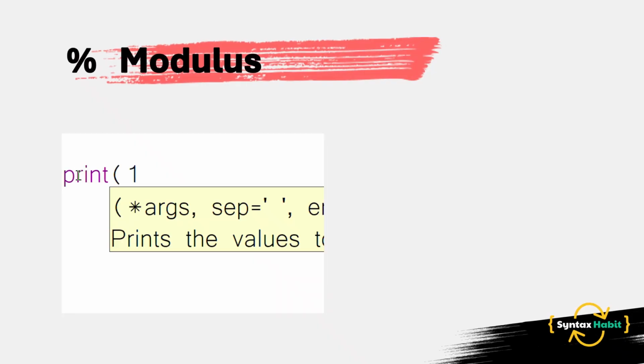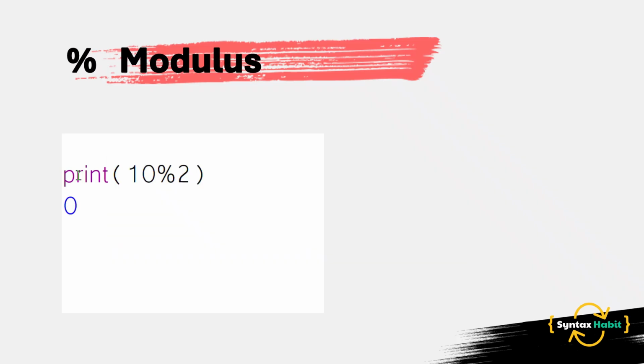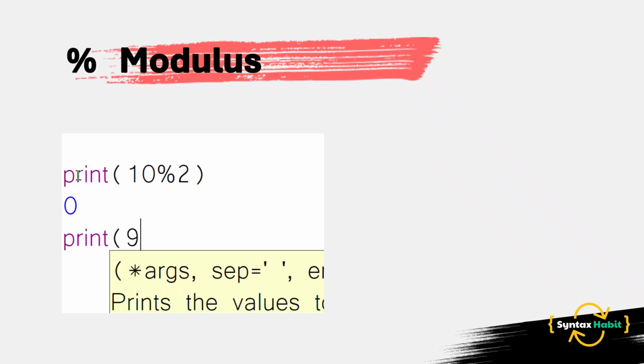The next operator is called the modulus operator. The modulus operator returns the remainder after a division. One of the most common uses of the modulus operator is checking whether a number is even or odd.